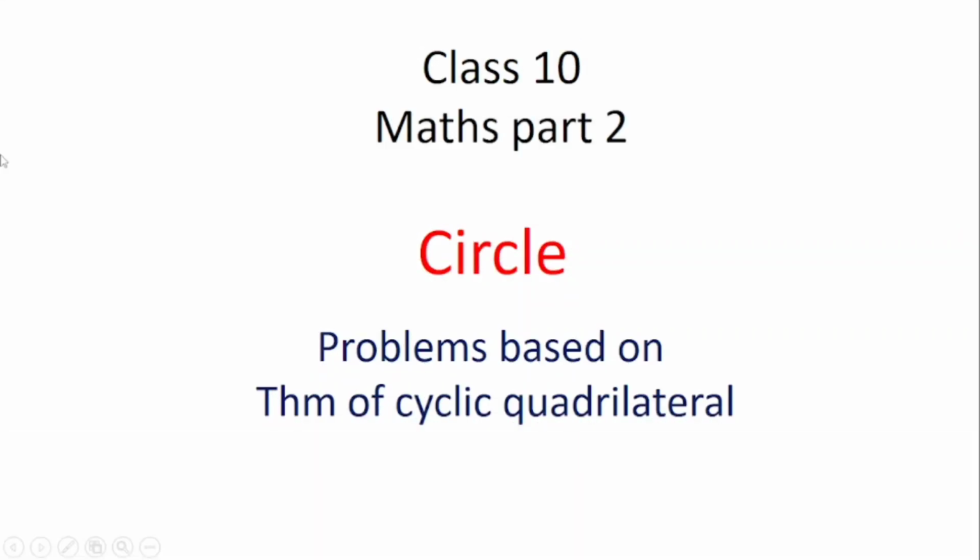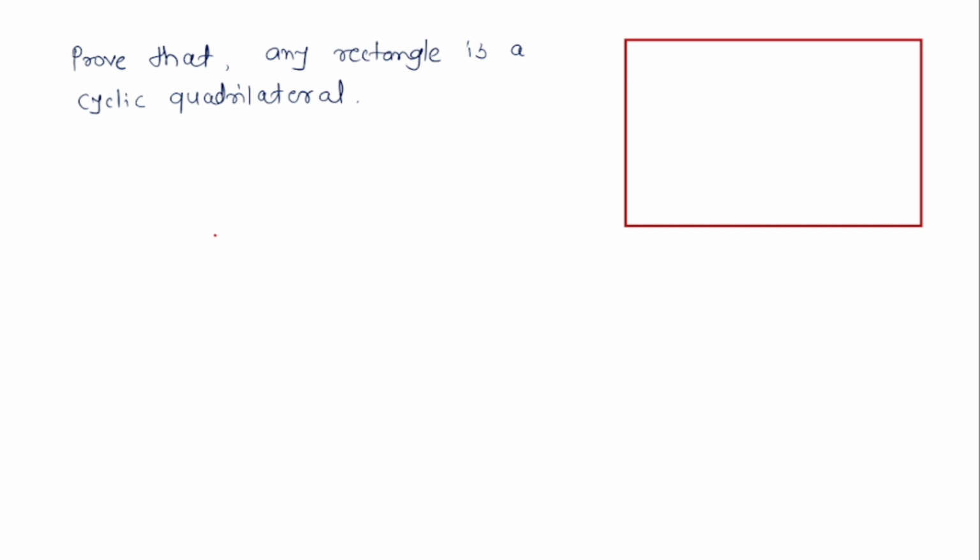Hello friends, let's solve one problem based on the theorem of cyclic quadrilateral. The question is, prove that any rectangle is a cyclic quadrilateral. So to prove this we need a diagram. So let's have this rectangle and we have to prove that it is a cyclic quadrilateral.